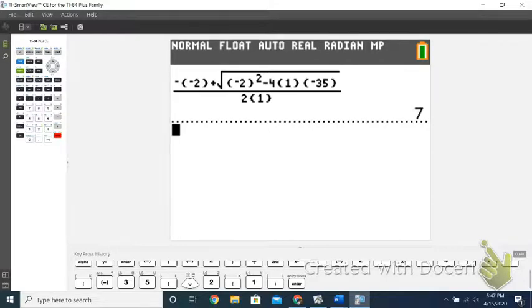So in this case, the first number I get is 7. That means 7 is one of my answers. It's the answer that I get when I put a plus in that spot that I was just talking about. So there's one of my answers. The calculator did a lot of good work for me there. I didn't have to go through and figure a bunch of stuff out here.